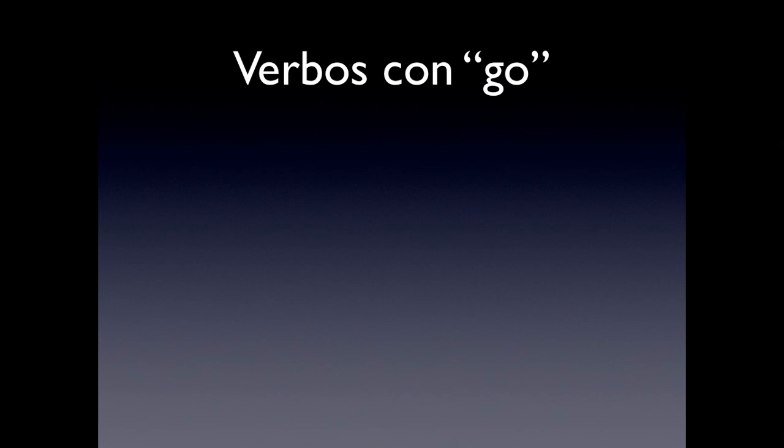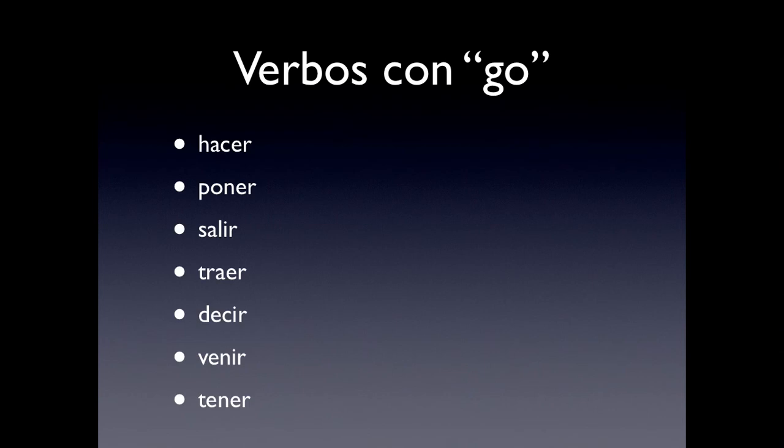Vamos a empezar con los verbos con go. So all of these verbs contain go at the end, so that's why they are called go verbs or go-go verbs some of the time. So these include hacer, to do or make, poner, to put or place, salir, to leave or go out, traer, to bring, decir, to say or tell, venir, to come, and tener, to have.